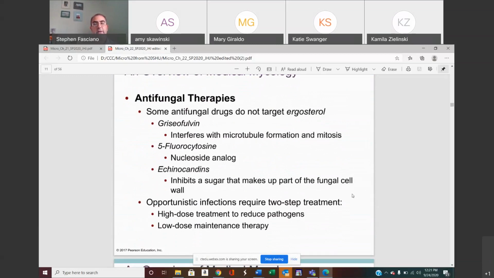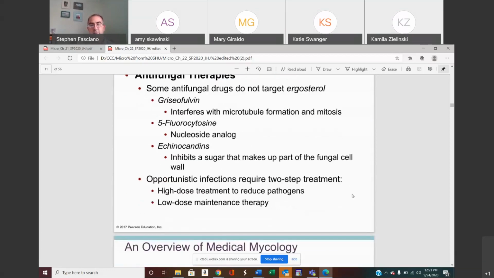Oftentimes, opportunistic infections require a two-step treatment. They require a high dose of this antifungal at first to reduce the pathogens, and then kind of a low-dose maintenance therapy because the person's immune system is so weak.